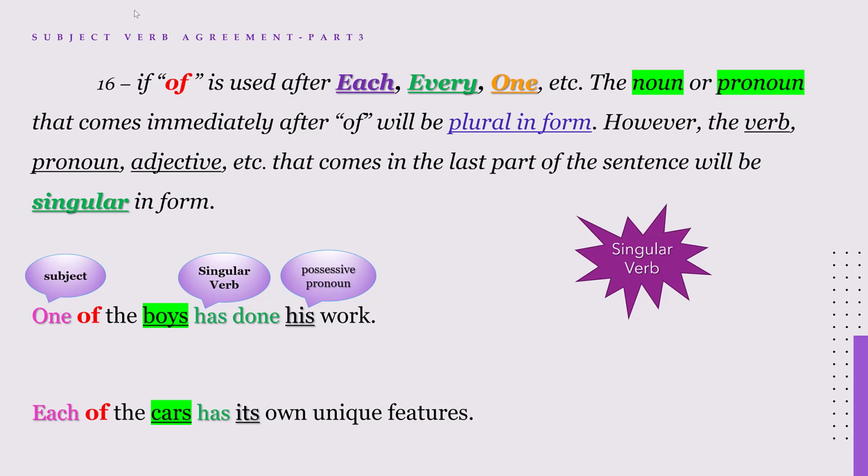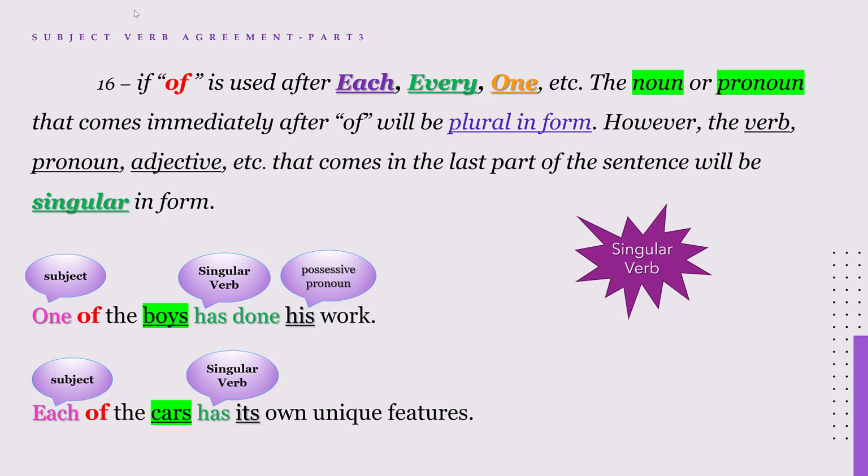Each of the cars has its own unique features. Each is the subject of the sentence. According to this rule, the noun after the word of is plural. In this sentence, cars is plural. However, the verb agrees with the subject and is singular.